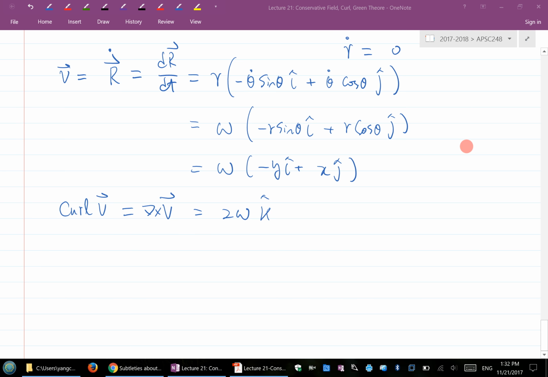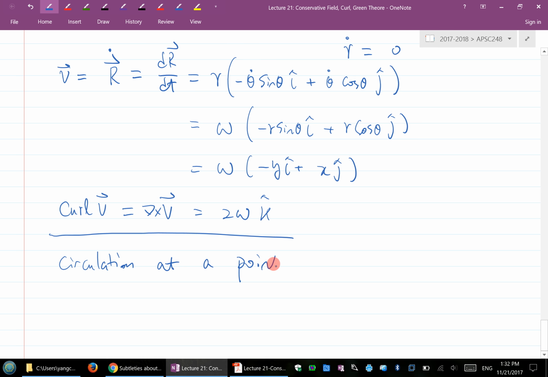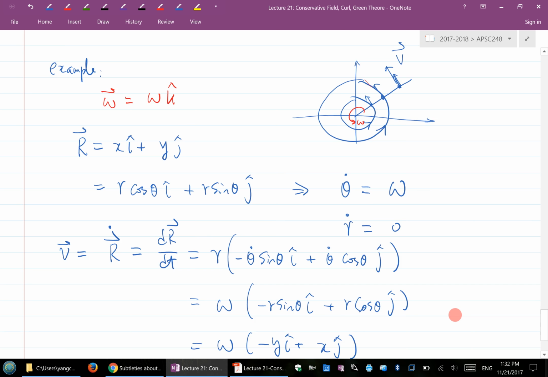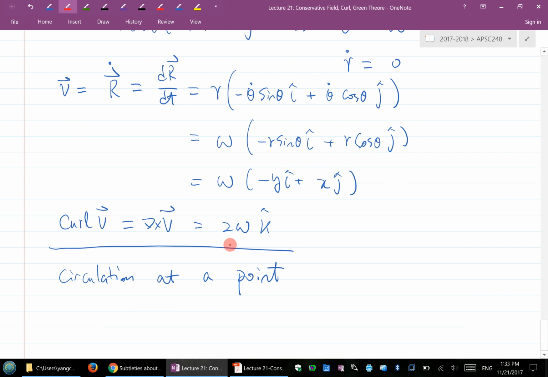So what does this one give us? You remember, this is the circulation at a point location. It just happens that if you pick any point, a point over here, here, here, it doesn't matter which point you pick, what would you expect? You would expect there to be a rotation at that point with how much? With 2 omega.